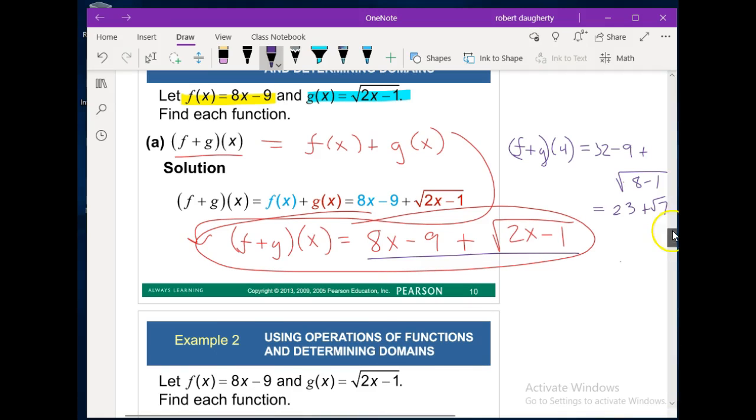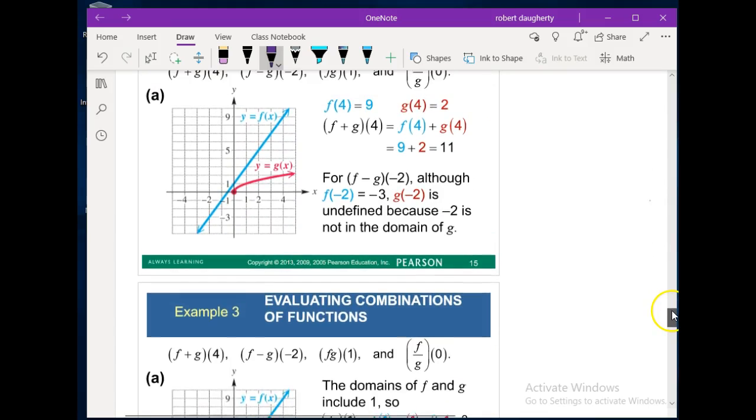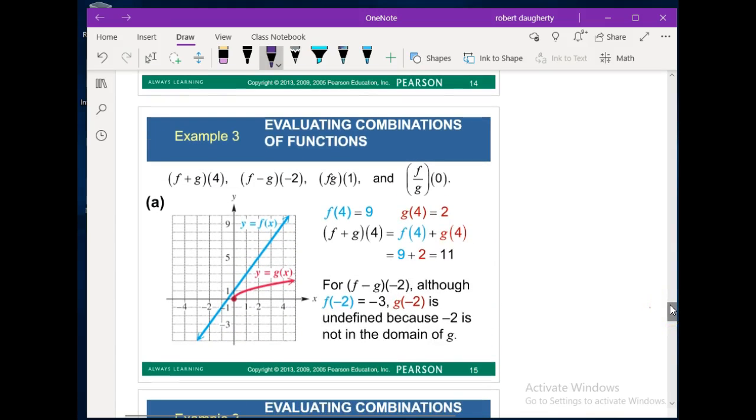Oh, sorry, scratch that. I was thinking that they were using the definitions we previously had. What they're saying here is to look at the graph. So just scratch what I did here. Let's find f plus g of 4. What is f of 4? You go over to 4, f of 4 is 9. What is g of 4? If you go over to 4, I get the value of 2. g of 4 is 2. f plus g is 11.